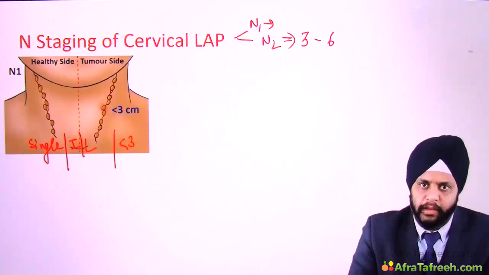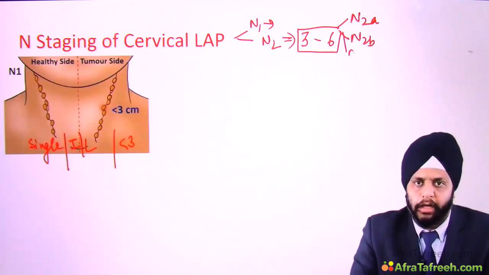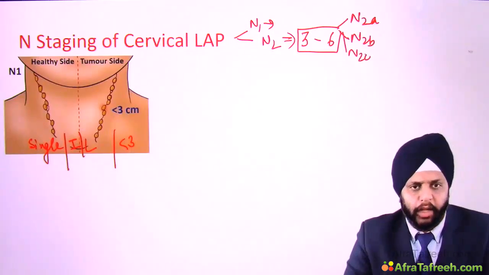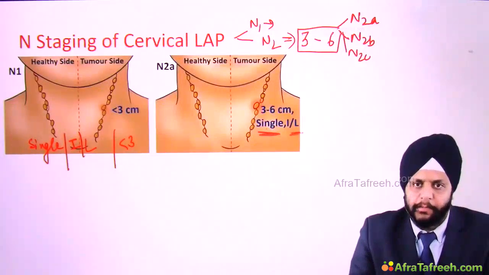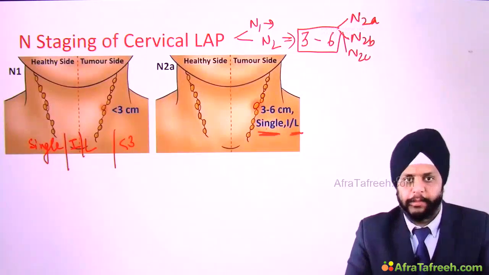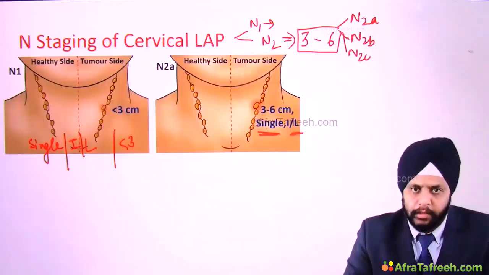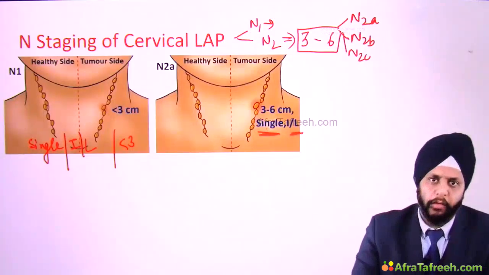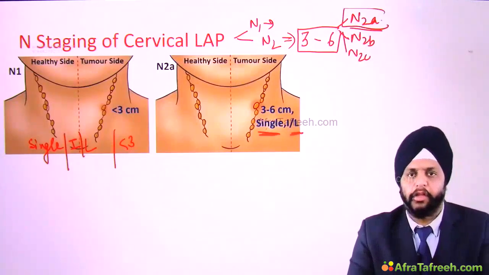Okay, so he has relaxed one thing: 3 to 6 boyfriends in the past. So we can divide it into N2A, N2B, and N2C. So what is N2A? He is still sticking to 2 things, single, ipsilateral, but the lymph node size is 3 to 6 centimeter. So still looking for single and ipsilateral. Okay, let's say he's not able to find these 2 criteria also.